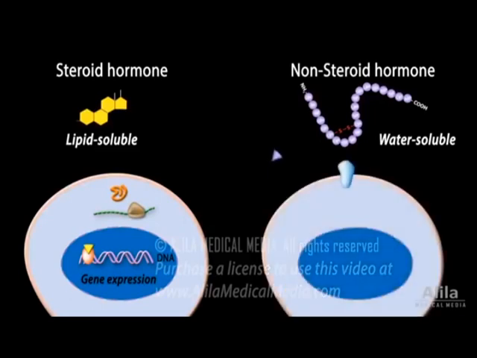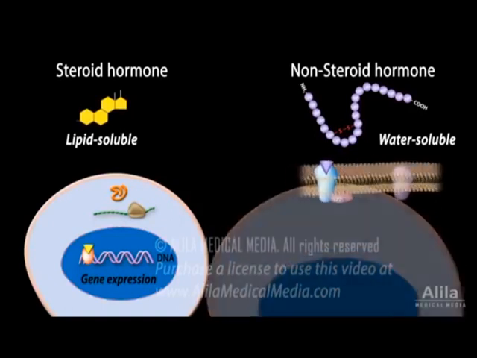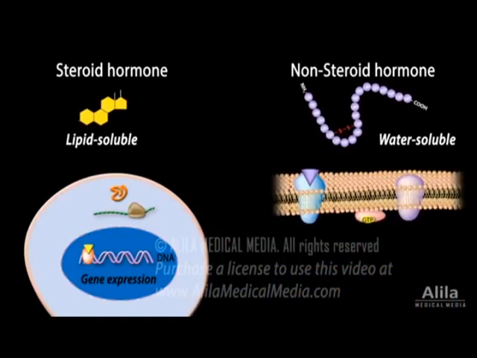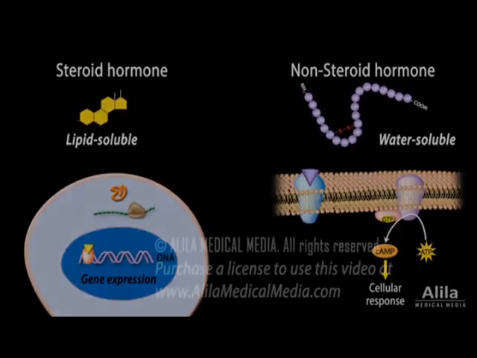On the other hand, water-soluble non-steroid hormones are unable to cross the lipid membrane and therefore must bind to receptors located on the surface of the cell. The binding triggers a cascade of events that leads to production of cAMP, a second messenger that is responsible for cellular response to the hormone. It does so by changing enzyme activity or ion channel permeability.